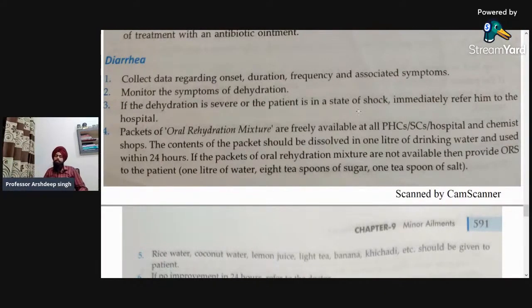If the dehydration is severe or the patient is in a state of shock, immediately refer him to the hospital. If there is a condition of shock, we should not try anything at home. Refer him to the hospital immediately because there might be fluid and electrolyte imbalance, which has to be maintained by a drip, that may be NS or any other type, depending on the condition. Next, packets of the oral rehydration mixture, that is ORS, are freely available at all PSCs and CSCs, hospitals, and chemist shops. So that is a very effective treatment.